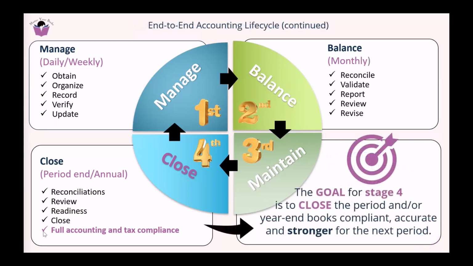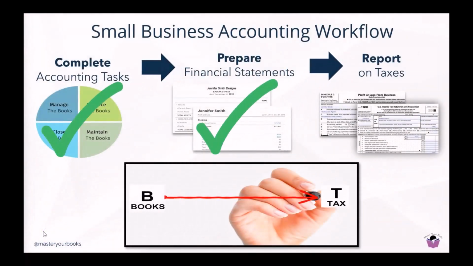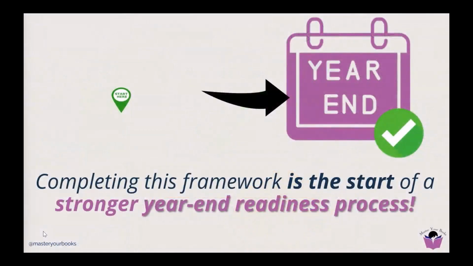And of course, the goal for stage 4 is that the close is helping the client feel compliant. It's helping the client feel like, oh, things have been done accurately, and I feel so much stronger and more confident about the next period. Not only you as the partner, the accounting partner, but of course, as the business owner as well. And that's why completing the accounting tasks and preparing the financial statements that are happening during that end-to-end accounting life cycle are essential to be able to get to the last step, which is reporting on taxes.